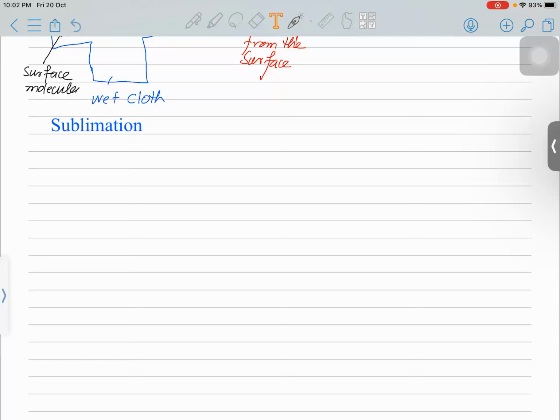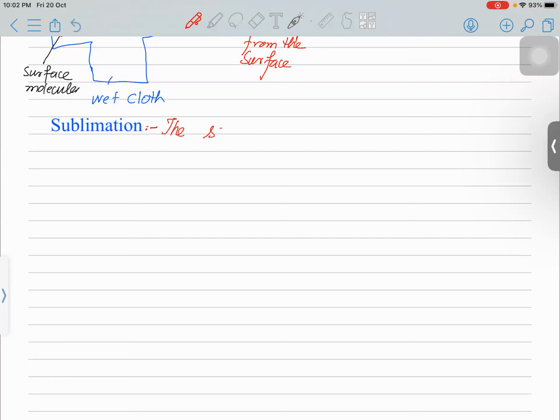Yeah, sir. For barbecue, coal means coal. When you provide heat to coal, it converts into gas. As you know, in a barbecue, coal never melts. So this is called sublimation. Also, dry ice, carbon dioxide, any gas.